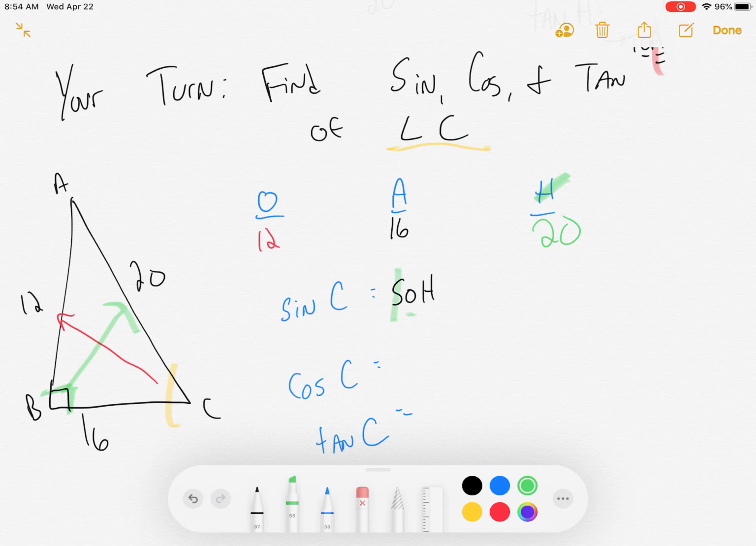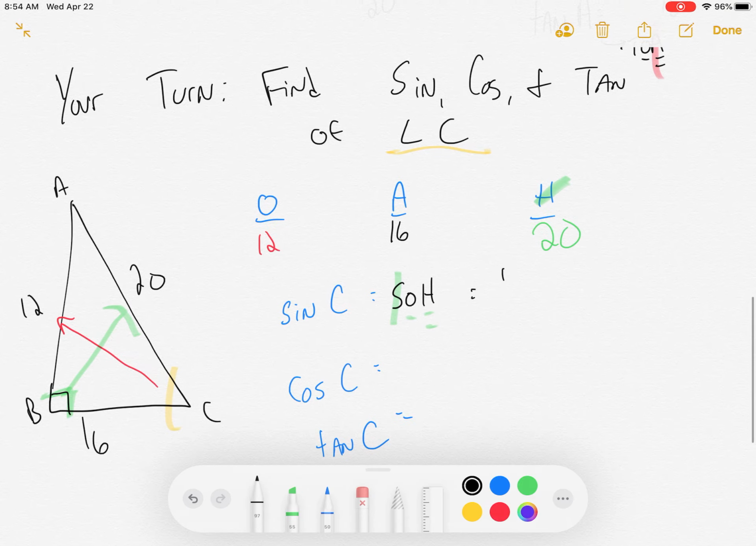Okay, moving along, sine is opposite over hypotenuse. So what is our opposite value? 12 over our hypotenuse is 20. Again, we could reduce the fraction down to, what would it be? Divide them both by 4. We would get 3 over 5. But I am more concerned with, did you get 12 over 20?